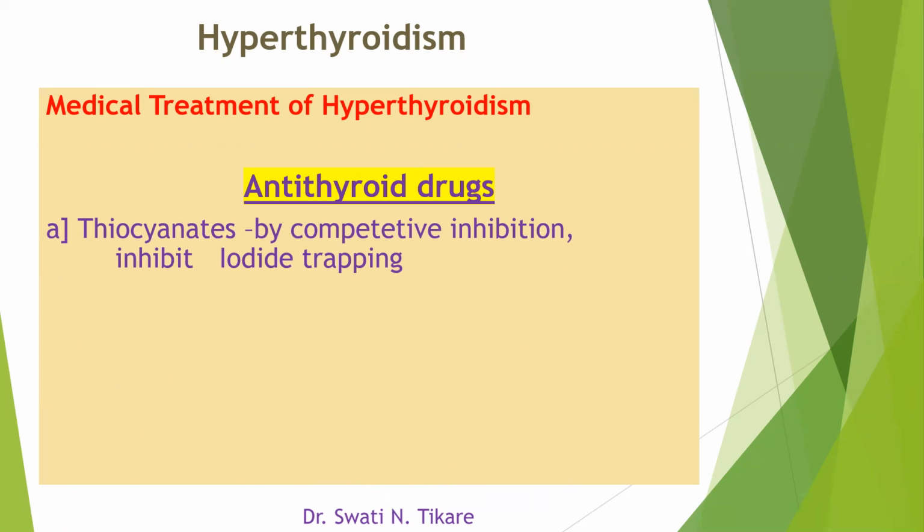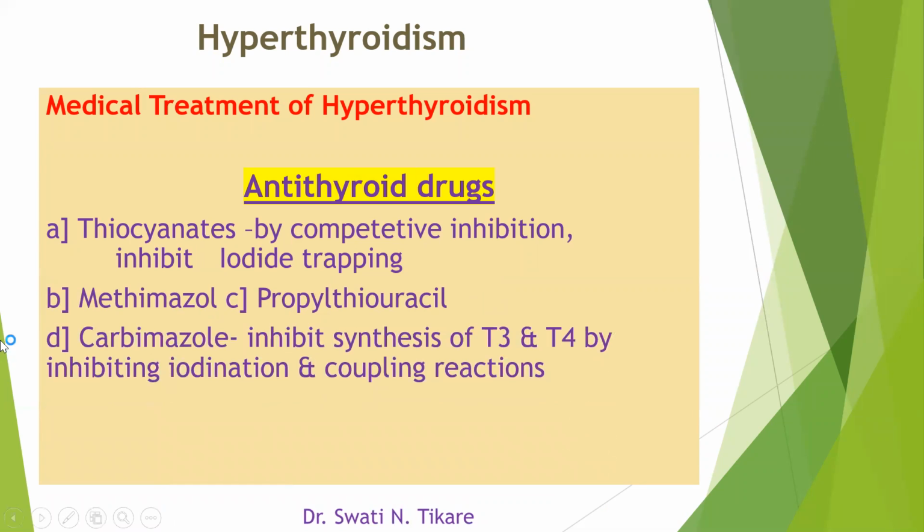Okay, so please recall here that the first step in the synthesis was iodide trapping. So we have thiocyanates. By competitive inhibition, they inhibit iodide trapping. Okay, with thiocyanates drugs, first one. Second is methimazole, propylthiouracil, carbimazole. All these inhibit synthesis of T3 and T4 by inhibiting iodination.